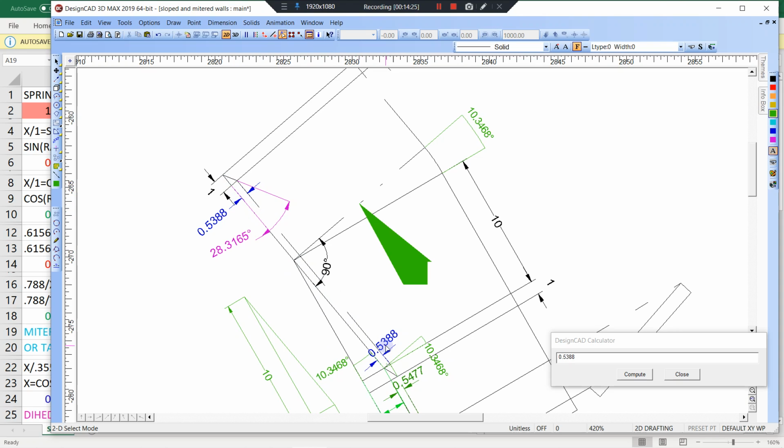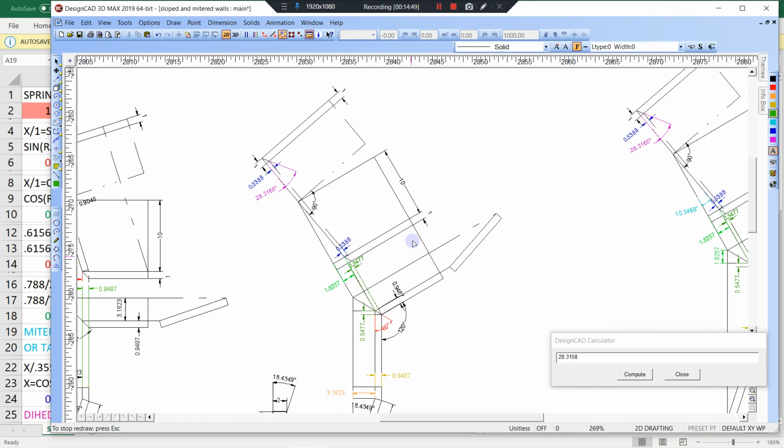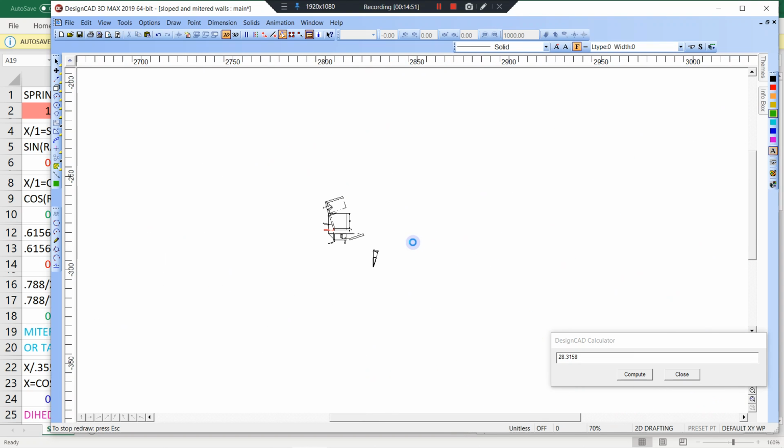So we're going to take this, so arctangent, atan, and it's going to be this divided by the thickness, which is 1, close parenthesis, and that'll give us 28.31. Compute. 28.31, and that's how you get to that. So we've done all the steps there, which is one gigantic error.